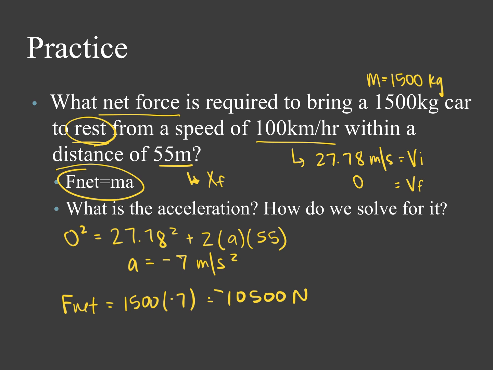All right, so let's talk through why is my force negative here? Does that make sense? It's bringing it to a stop, right? It's opposing my motion. So if I'm moving in the positive direction and I'm slowing down, my net force has to be slowing me down. So it could be a combination of a braking force and a frictional force that's slowing me down. But that net is in the negative direction because it's opposing my motion. Okay, so we feel comfortable with that? So negative 10,500 newtons.